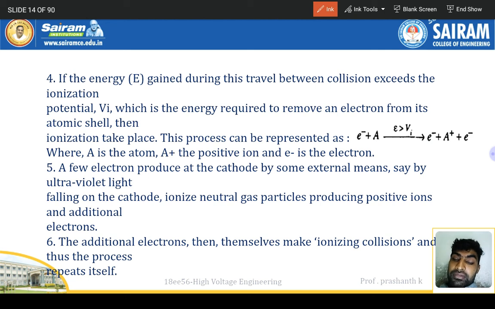A few electrons produced at the cathode by some external means, say ultraviolet light falling on the cathode, ionize neutral gas particles, producing positive ions in addition to electrons. The additional electrons then themselves make ionizing collisions, and thus the process repeats itself. So repetition must be there.